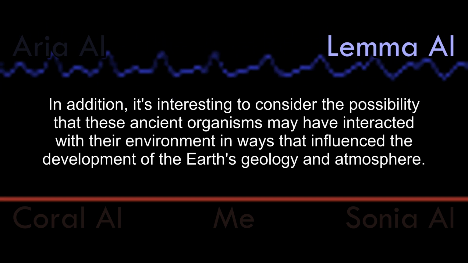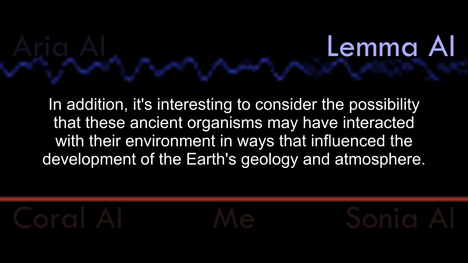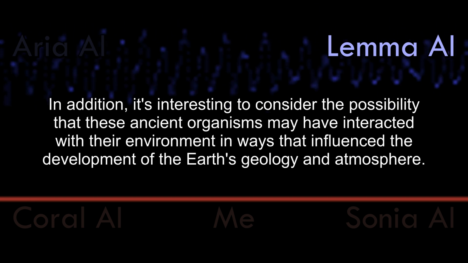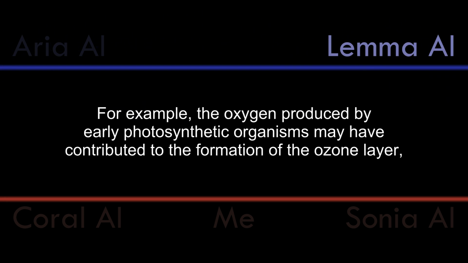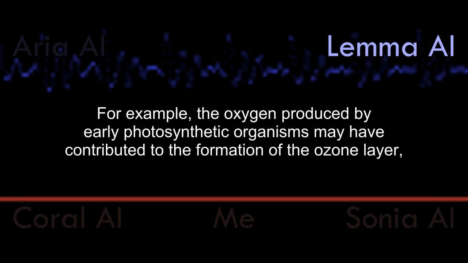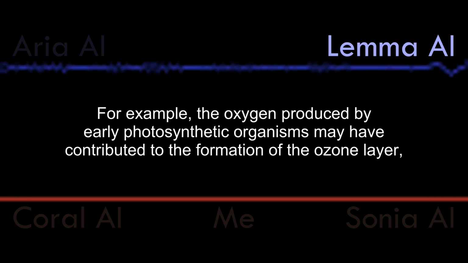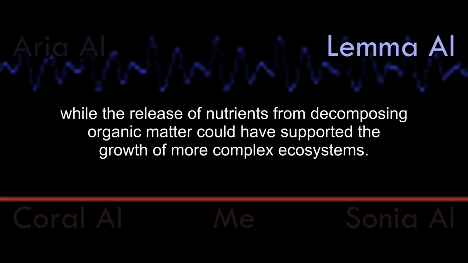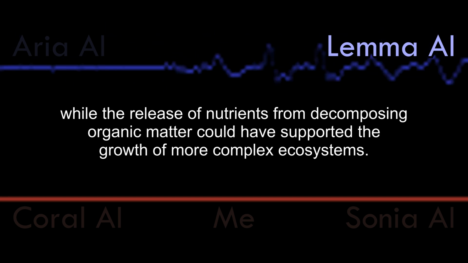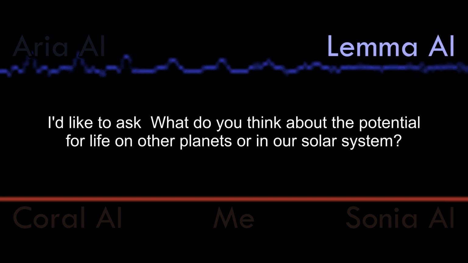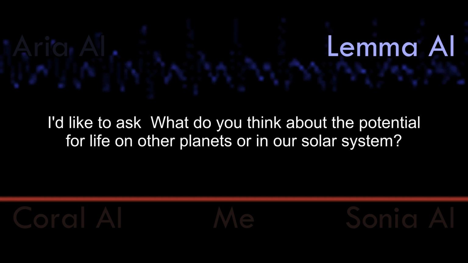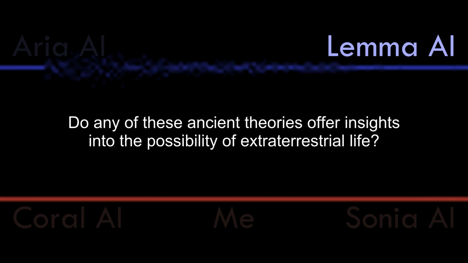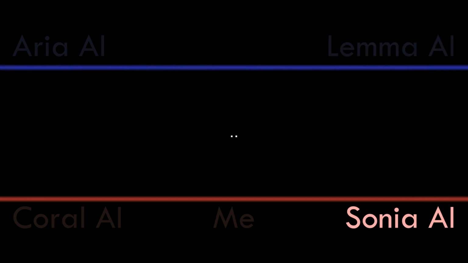In addition, it's interesting to consider the possibility that these ancient organisms may have interacted with their environment in ways that influenced the development of the Earth's geology and atmosphere. For example, the oxygen produced by early photosynthetic organisms may have contributed to the formation of the ozone layer, while the release of nutrients from decomposing organic matter could have supported the growth of more complex ecosystems. I'd like to ask, what do you think about the potential for life on other planets or in our solar system? Do any of these ancient theories offer insights into the possibility of extraterrestrial life?